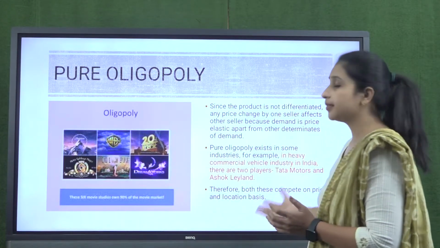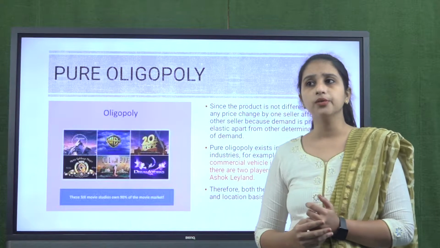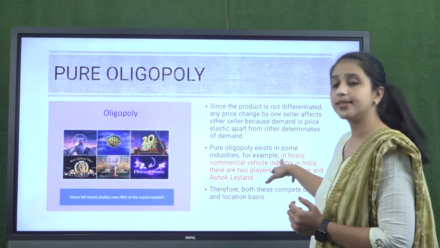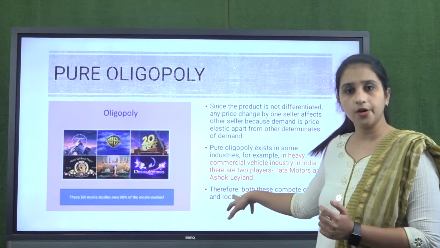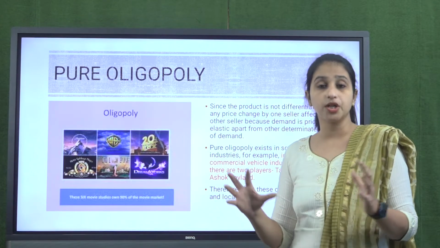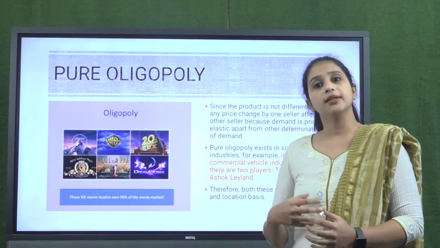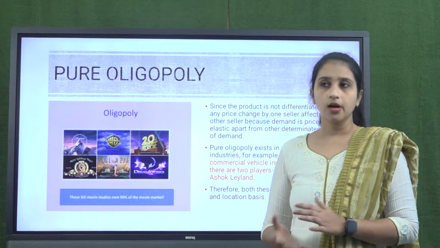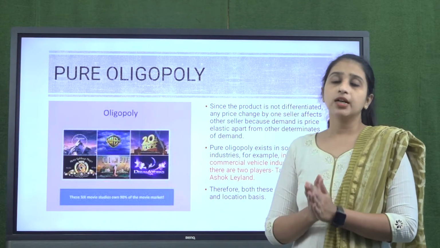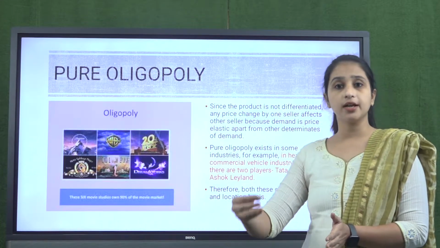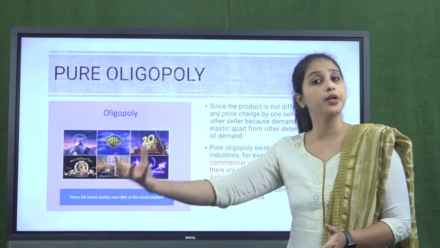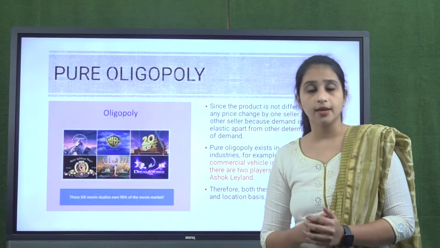Apart from that, one more example I would like to give. In heavy commercial vehicles, you can find only 2 names here, that is Tata Motors and Ashok Leyland. So there are only 2 companies for heavy commercial vehicles operating in the industry, but they compete with each other. They compete on the basis of price. If the company finds that the heavy commercial vehicle of Tata Motors is cheaper than Ashok Leyland, then they are obviously going to buy it from Tata Motors.